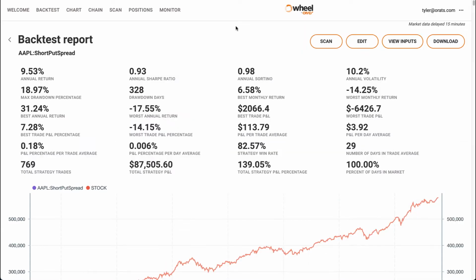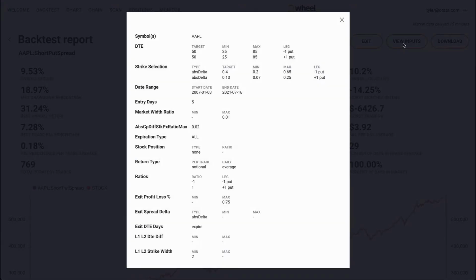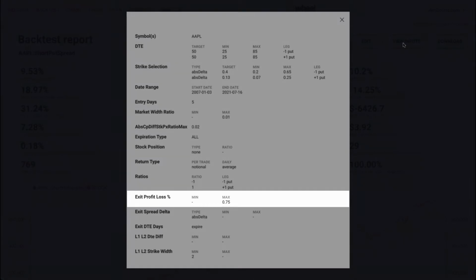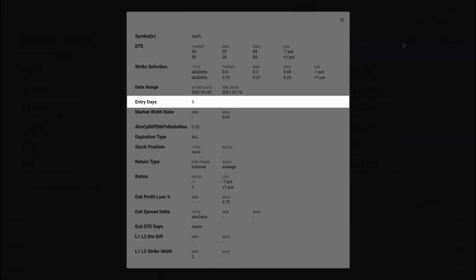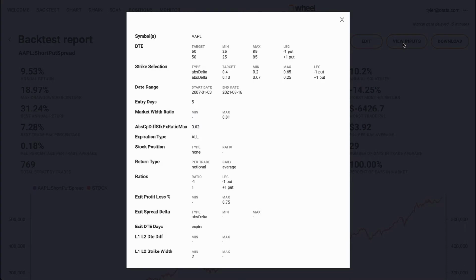On my screen, I have the backtest report for a short put spread on Apple. I've added exit at a profit target at 75%, and I also staggered the backtest every 5 days using the intradays parameter. This allows for multiple trades to be on at the same time, but the backtester will stagger them every 5 days to help smooth results and avoid path dependency.